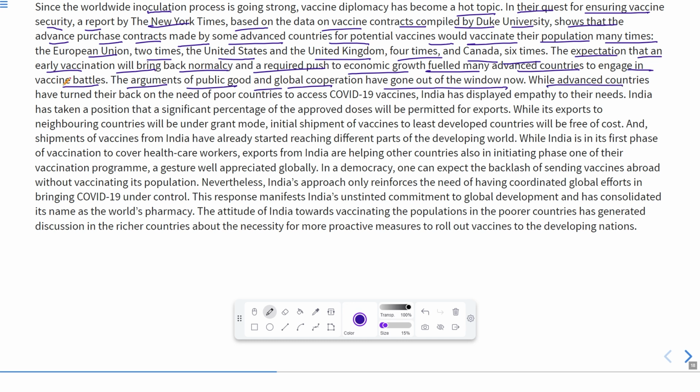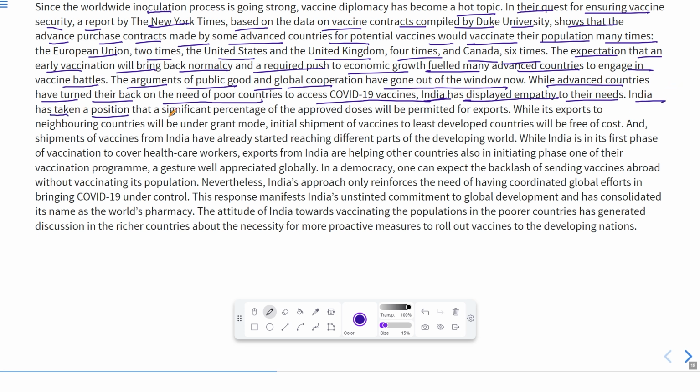While advanced countries have turned their back on the need of poor countries to access COVID-19 vaccines. Now what happens? These advanced, or developed, countries have turned their back. It means they rejected or denied helping poor countries to access COVID-19 vaccines. India has displayed empathy. Now, India is a country which showed empathy. Empathy means the ability to feel what others feel, or to understand the emotions of others, and their needs. So India showed empathy to the needs of the poor countries.